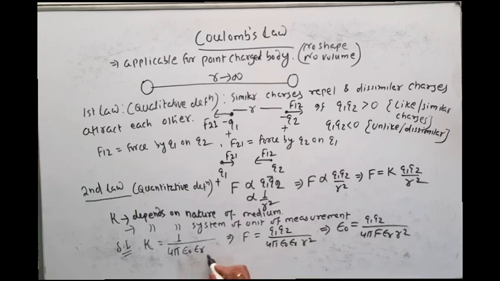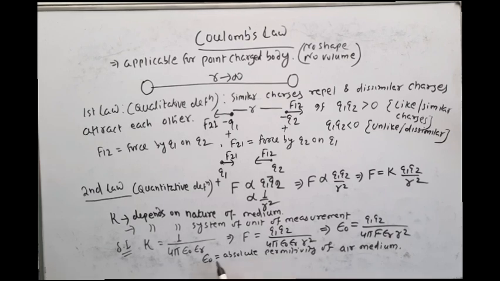What is epsilon naught? Epsilon naught is called the absolute permittivity of which medium? Air medium. We generally take the air medium as the reference. So in that air medium, what is the permittivity?